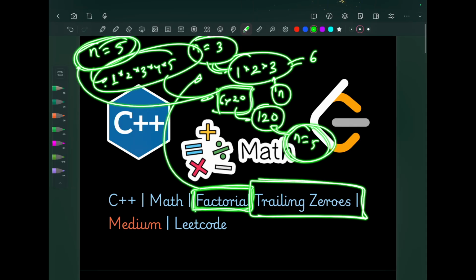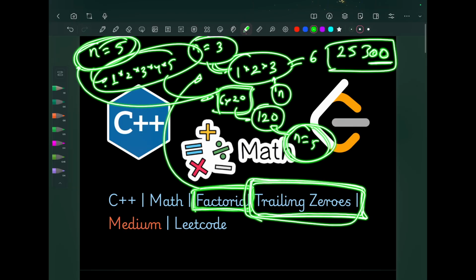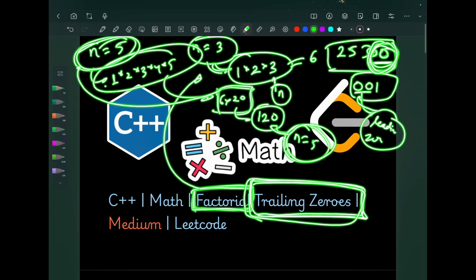Now what are trailing zeros? Trailing zeros means if you have a number and after the number we have zeros, these zeros are called trailing zeros. If zeros are in front of the number, these are leading zeros. And if zeros are after the number, then they are trailing zeros.